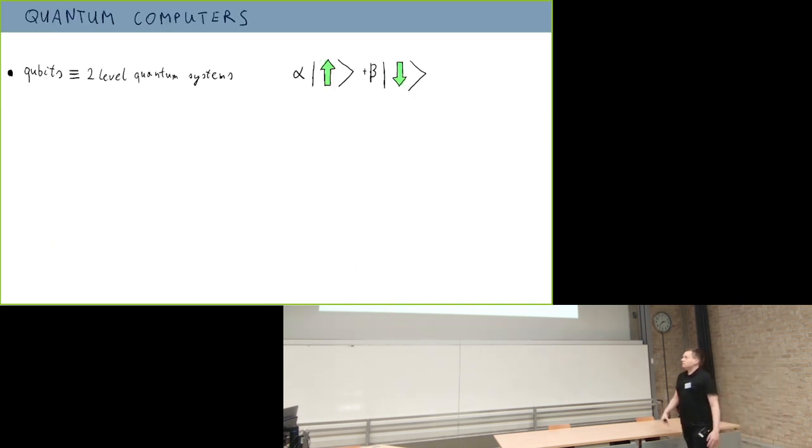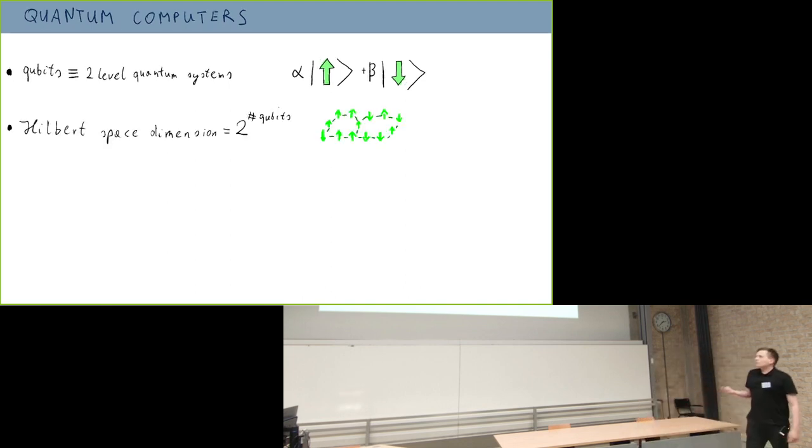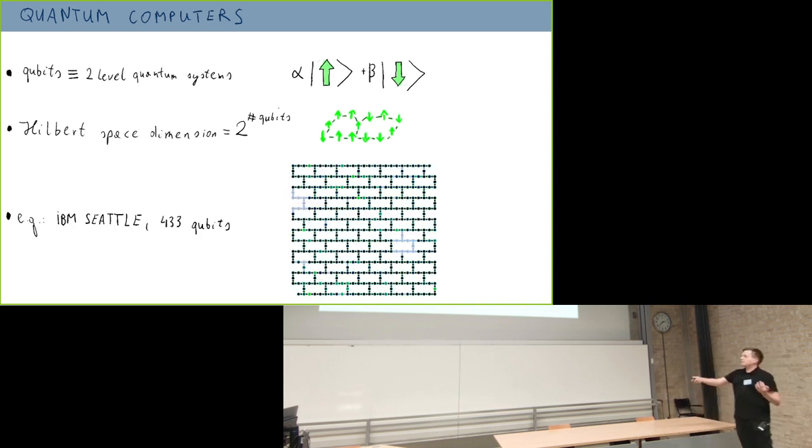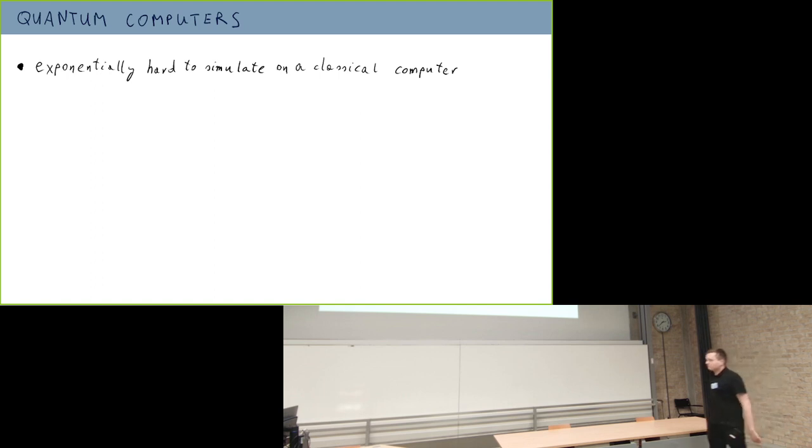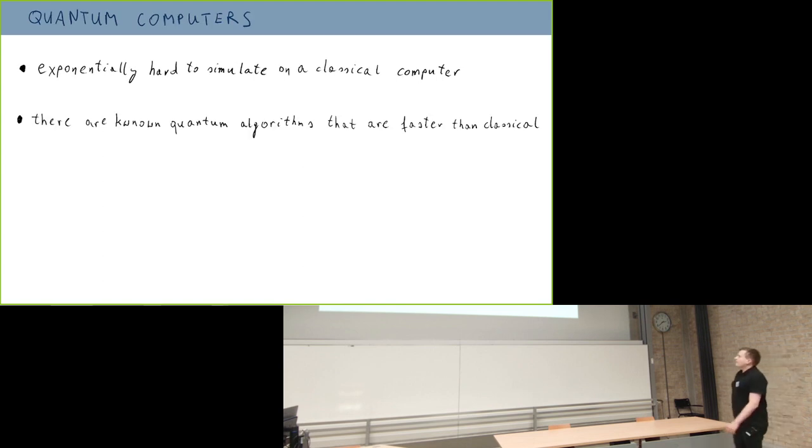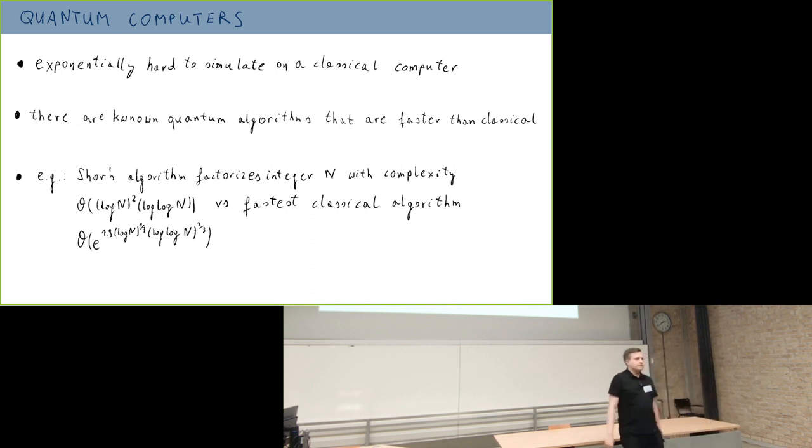Quantum computers consist of qubits, which are just two-level quantum systems. So the Hilbert space describing a quantum processor is exponentially large. For example, the biggest one, the IBM quantum computer Osprey, has 433 qubits. Here we see the layout of these qubits in this processor. So simulating the state of a quantum processor in general using a classical computer is exponentially hard. And moreover, there are known quantum algorithms that are faster than classical ones, for example, Shor's algorithm, which factorizes integers and has polynomial in logarithm complexity versus the exponential complexity of classical algorithms.